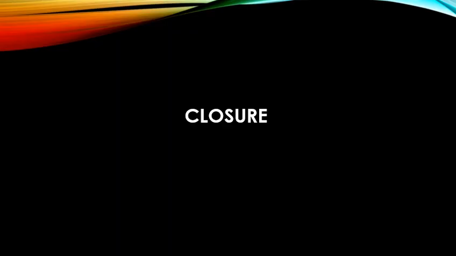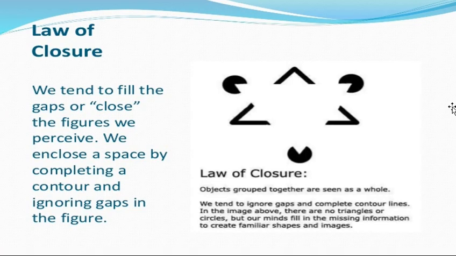The next law of perceptual organization is closure. Law of closure says that we tend to fill the gaps or close the figures we perceive. We enclose a shape by completing a contour and ignoring gaps in the figure. For example, in this image, we tend to ignore the gaps and complete the contour lines. There are no triangles or circles, but our mind is capable of perceiving it as a circle and a triangle by filling the contours automatically, by perceiving it as a whole circle.